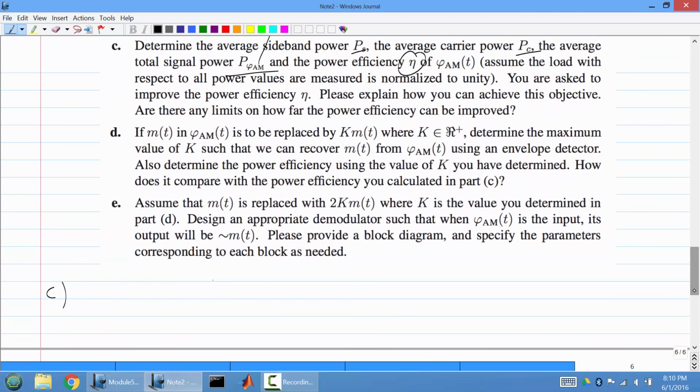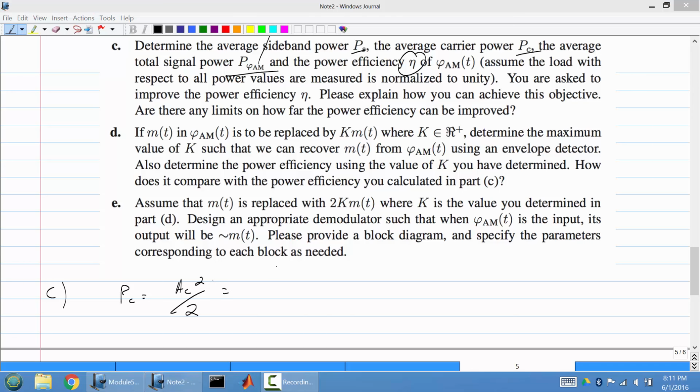So average sideband power. Actually, let's do the carrier power first. It's actually a lot easier to do. So the carrier power, that's actually very simple. I actually made a mistake in the previous class. I divided by 2 again, but you're not supposed to do that. So it's just the carrier squared divided by 2. So the carrier was equal to what? It was 4, right? So 4 squared divided by 2 is 16 over 2, which is 8.